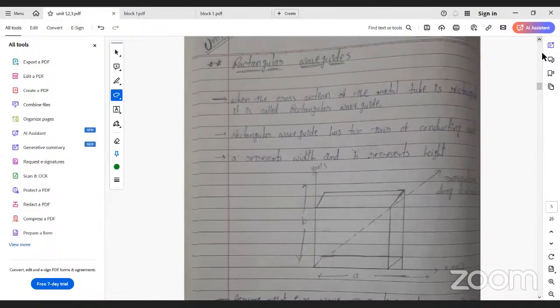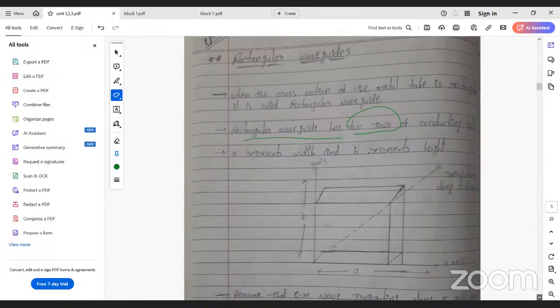What is a rectangular waveguide? When the cross section of the metal tube is rectangular in shape, it is called a rectangular waveguide. It has 2 pairs of conducting walls, represented with a and b. a is the width, b is the height.